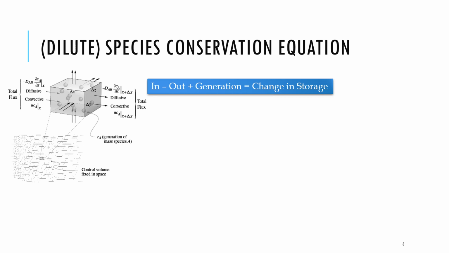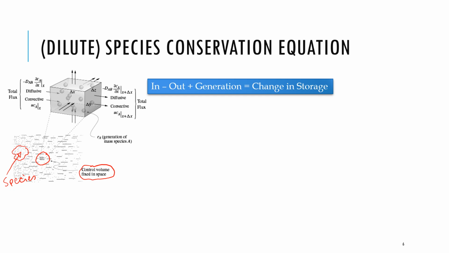So let's look at a control volume that is fixed in space. So here we have a fluid, and I don't know if you can see this, but there are little dots. That is the species that is transporting in the fluid, meaning it's diffusing, plus it may be moving with the fluid, and it is this species that we are writing the conservation equation for. And this control volume is fixed in space.